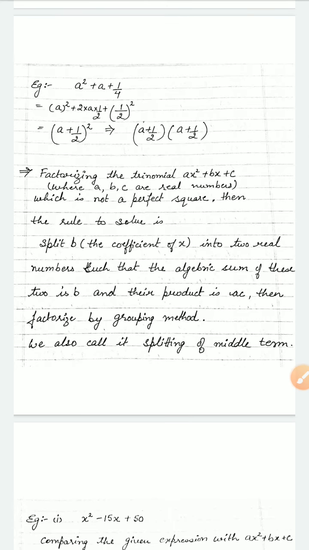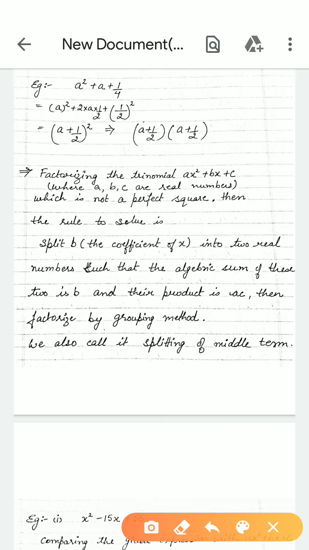Let's take one example based on this. For example, we have a square plus a plus 1 upon 4. We can easily observe from this expression that the first term is a whole square and the last term is 1 upon 2 whole square, and in the middle we have 2 into the product of a and 1 by 2. So the identity gives a plus 1 upon 2 whole square, which can be written as a plus 1 upon 2 multiplied by a plus 1 upon 2.